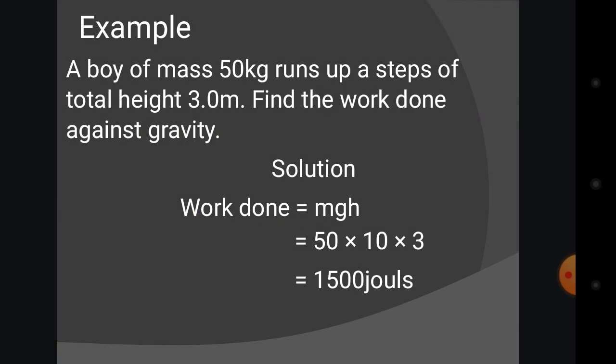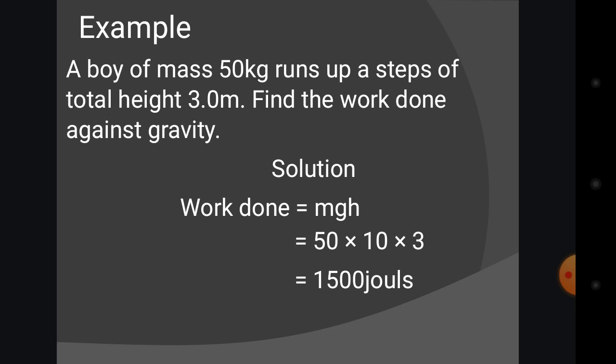Okay, so let's look at this example here. It says a body of mass, and that mass is 50 kilogram, runs up a step of total height 3.0 m, and this 3.0 m is the height of the steps. We are to find the work done against gravity.